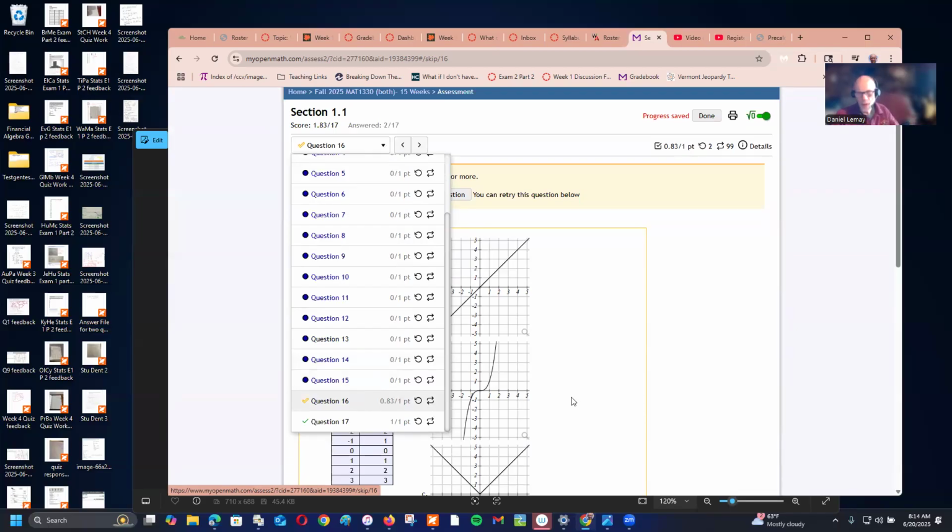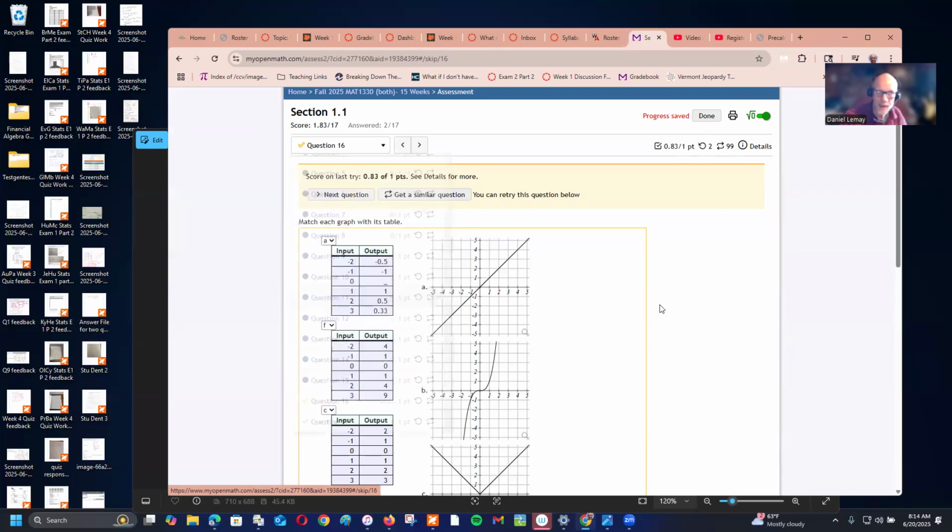The one reason I was doing this is because sometimes you're putting in a correct answer and MyOpenMath doesn't understand what you're putting in. And that can be very frustrating when you're putting time into these questions. I know I've been there. That's why I have this policy: try all the exercises, earn at least a 70%.